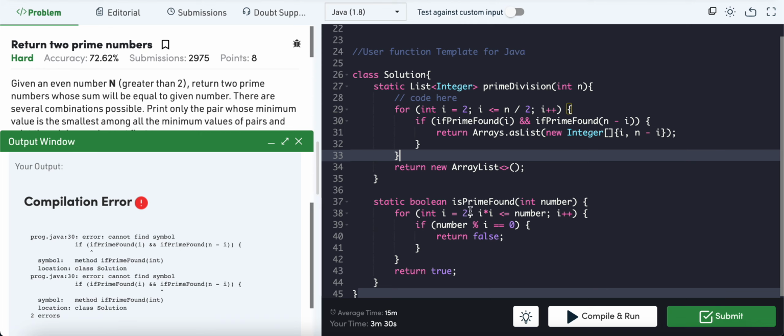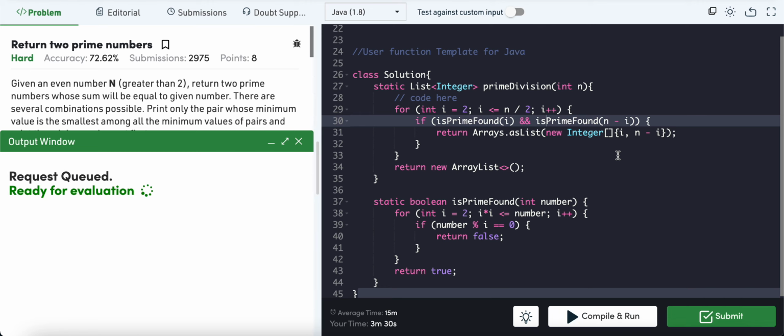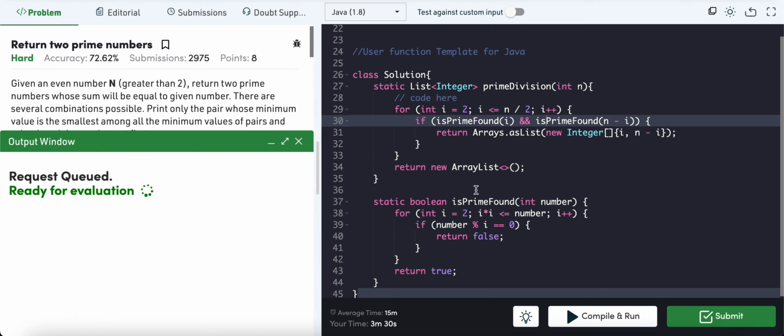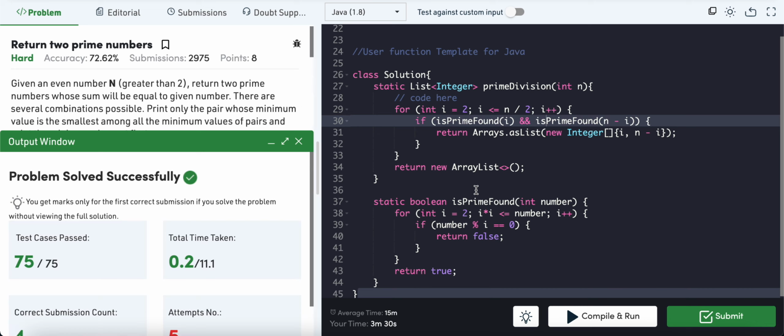Static boolean isPrimeFound, sorry, that's my typo. Okay, isPrimeFound. So 3 and 71, we got the first one. Let's submit. Yeah, that's the idea of this problem.